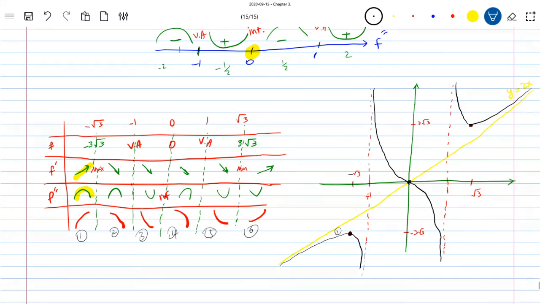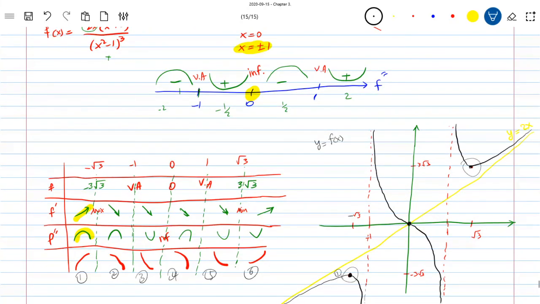You notice that we have a local minimum here and a local maximum at that point. And the only time that we cross the x-axis is at the origin. So this is a well-detailed graph for the function f of x.